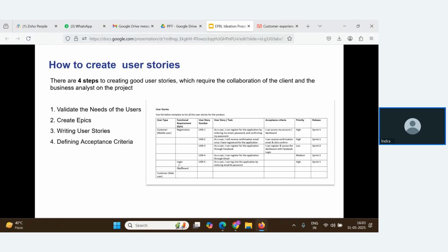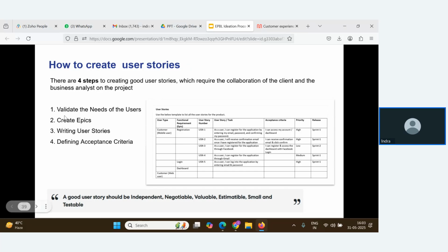Now, this picture you have already seen in the data flow diagram template, on how to create user stories. You can see there are four key steps. First is validating the need of the user. Basically, you need to understand what the user needs and why they need it. You can talk to the client and the end user to gather their requirements. Then we have to create epics.